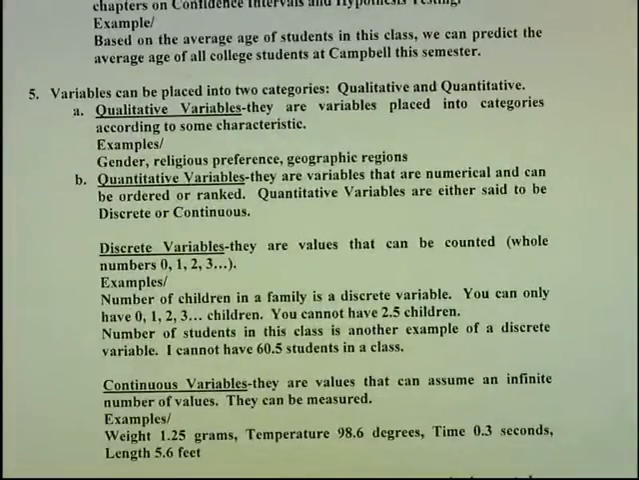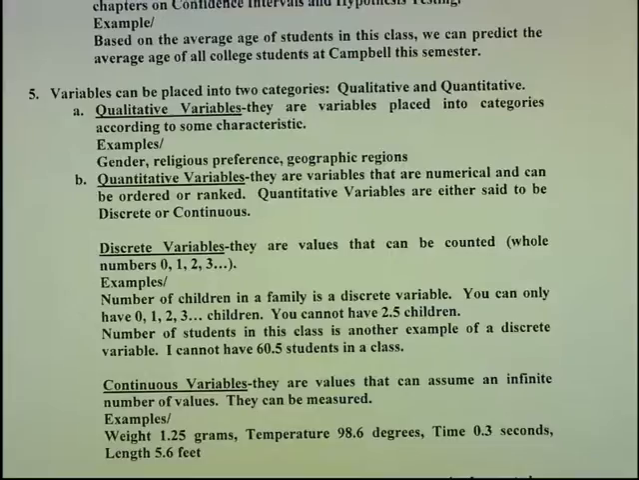Variables can be categorized as either qualitative or quantitative. And then quantitative can be broken down into either discrete or continuous. Qualitative means that a variable can be placed into a category according to a characteristic: gender, male, female, religious preferences. I believe you know the very many religious preferences that we have in the world, based upon where people live, geographic regions.